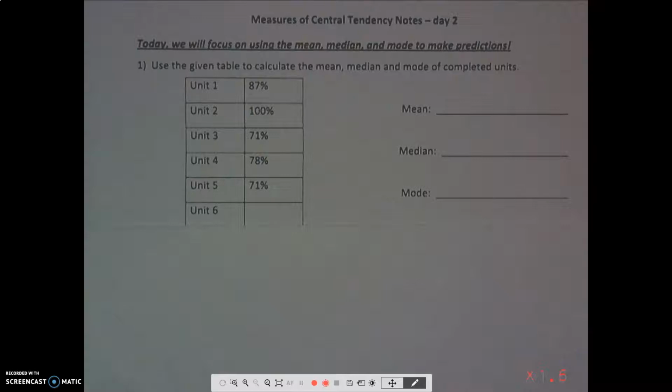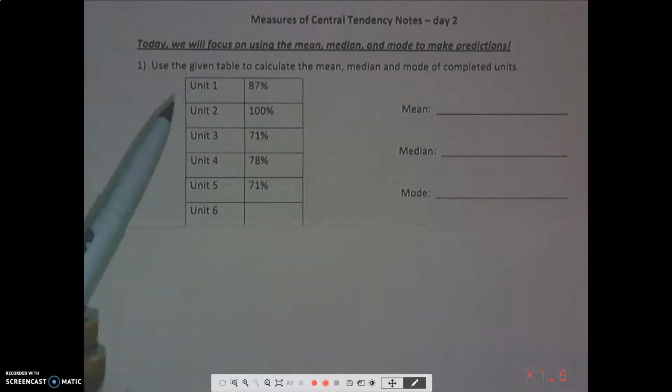Today we're going to talk about measures of central tendency again, but also be looking at making predictions of what's going to happen if something changes. So we are going to use this given table to calculate the mean, median, mode of these completed units.